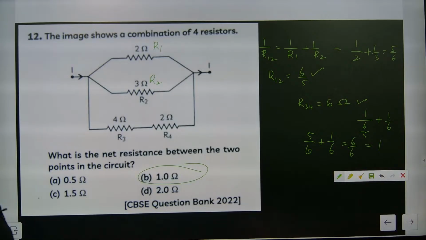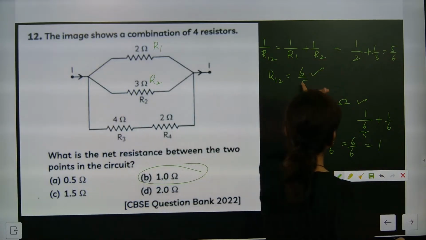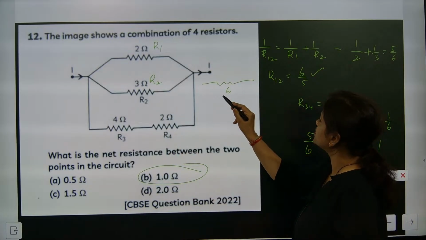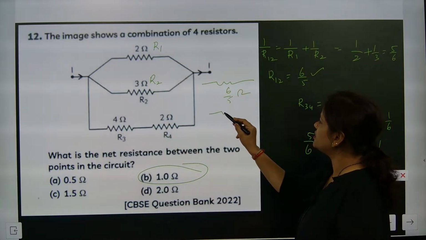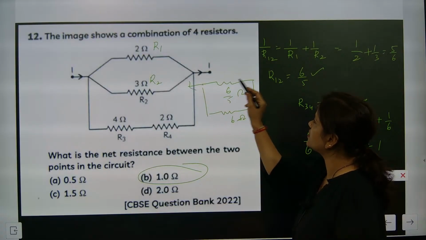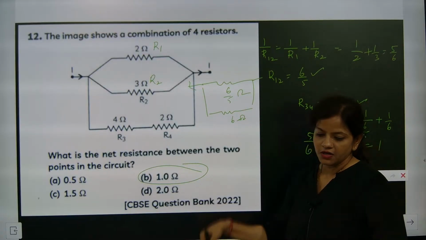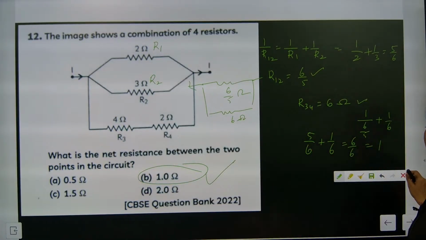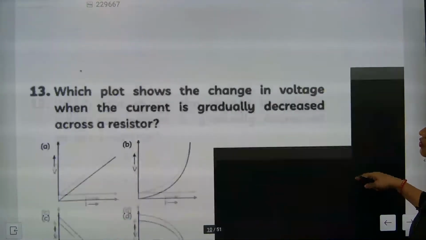Because when you resolve these two, you get 6 by 5 ohm, and this part is 6 ohm. Then it is still connected in parallel, so the answer will come as 1 ohm. I hope you might have understood this one. So now we'll go for the next question.